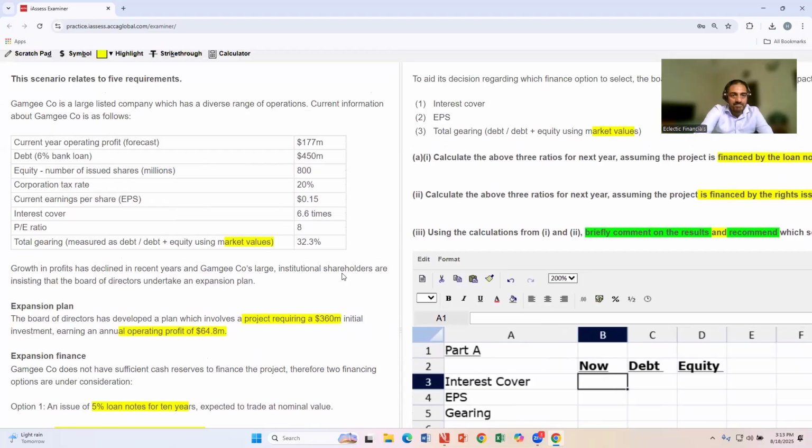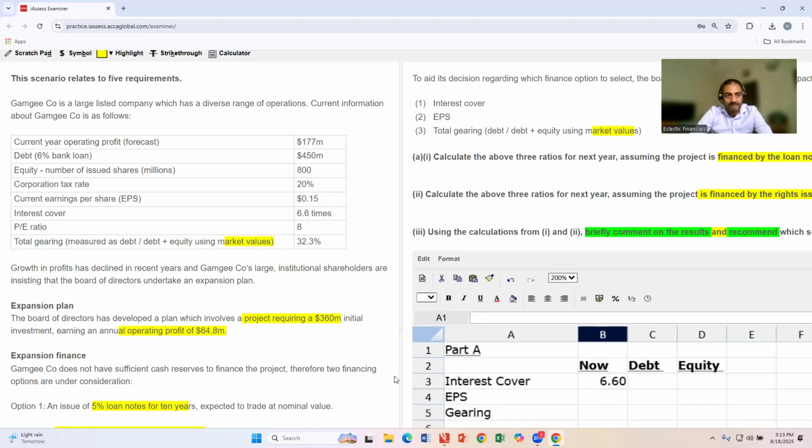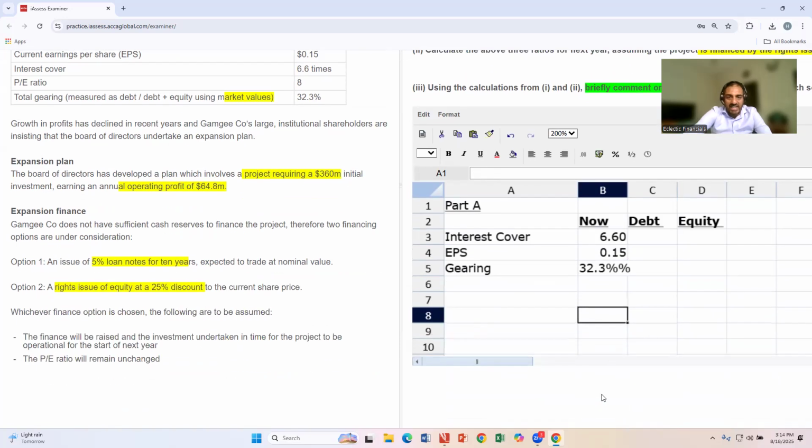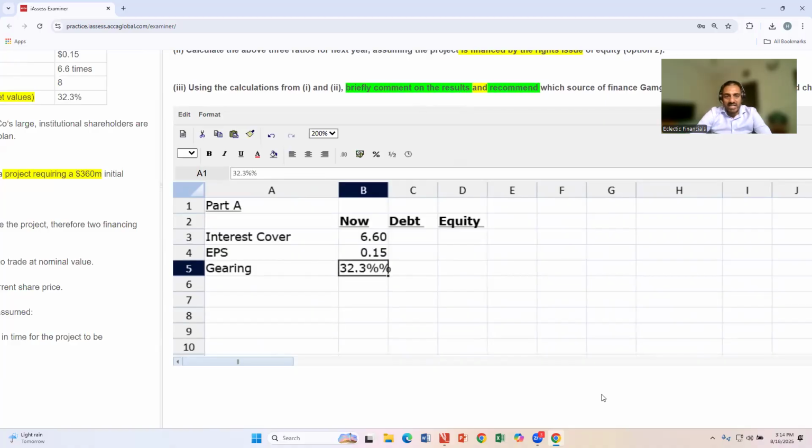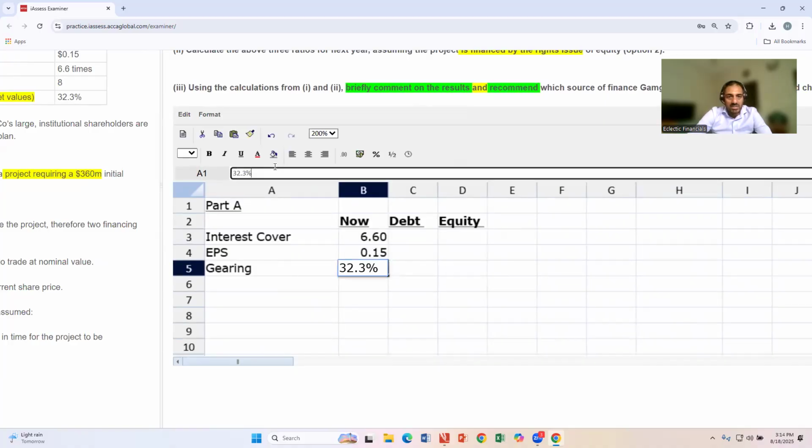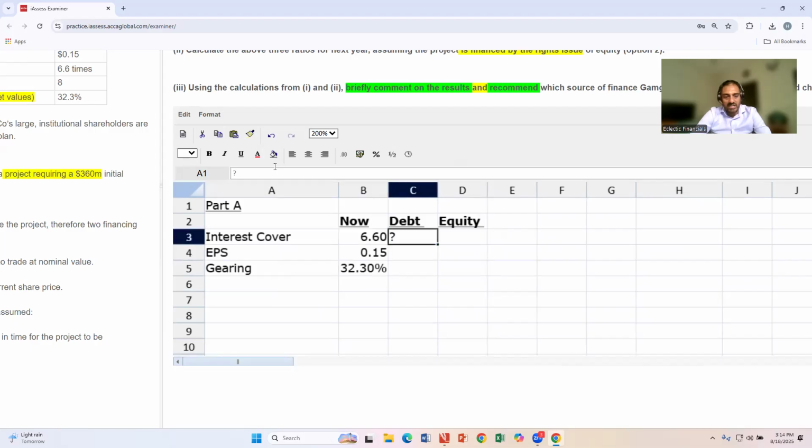Now, currently the interest cover is given as 6.6 times, the current earnings per share is $0.15, and the gearing ratio is 32.3%. So what is the requirement? What is the point of the requirement? You say, sir, very simple: we have to work out for these data.